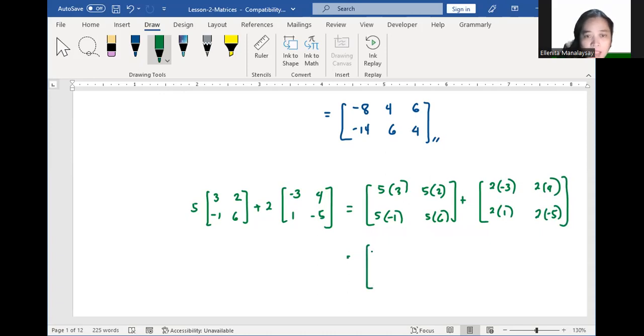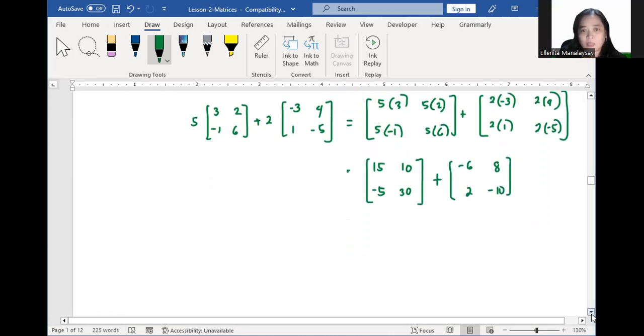Now, we have 5 times 3 is 15. Then 5 times 2, we have 10. 5 times negative 1 is negative 5. And 5 times 6 is 30. So we have a 2 by 2 matrix, definitely, because the given matrices are both 2 by 2. And then plus, now let's get the entries in the second matrix. 2 times negative 3 is negative 6. And then 2 times 4 is 8. And then 2 times 1 is 2. And 2 times negative 5 is negative 10. So we are done with getting the product.